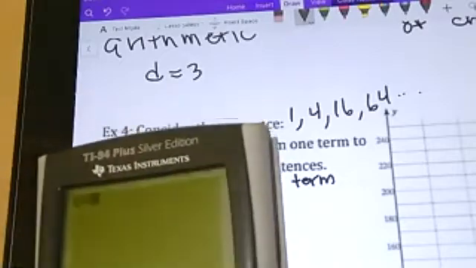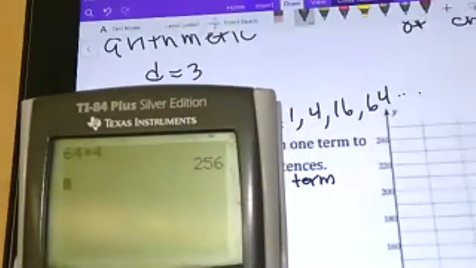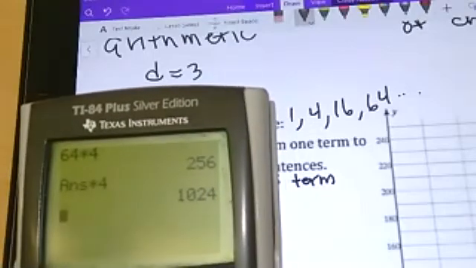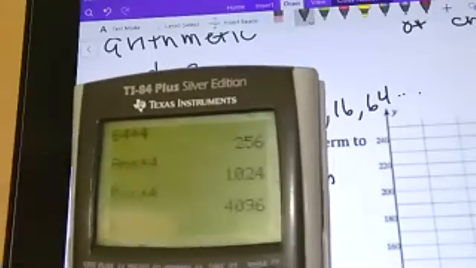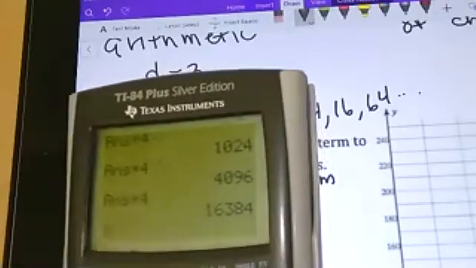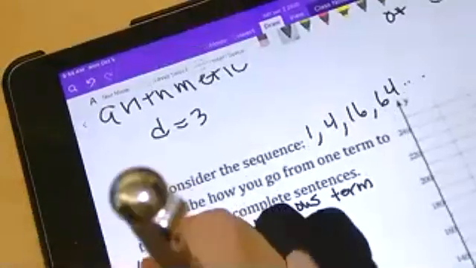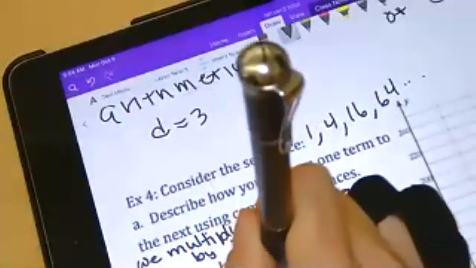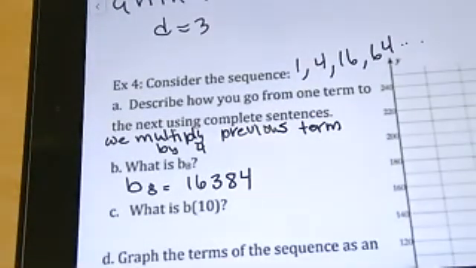So here is my 4th term. My 5th term is 256. My 6th term is 1024. There's my 7th term, and there's my 8th term. So it asked for what's the 8th term. So my 8th term is 16,384. Okay, and please, with geometric, when they get big, fast like that, use a calculator.